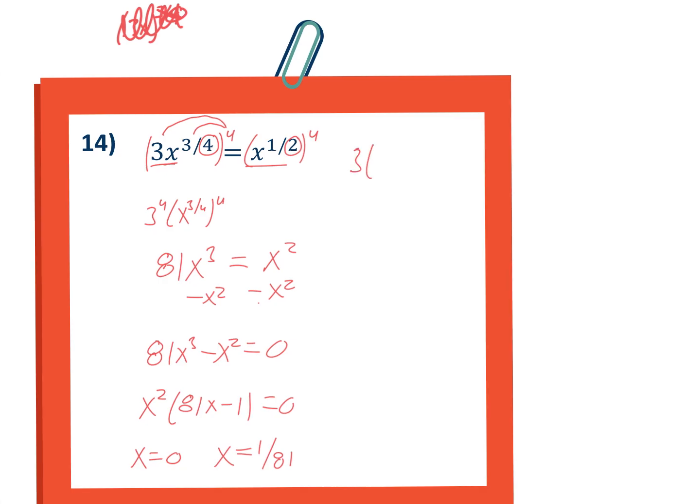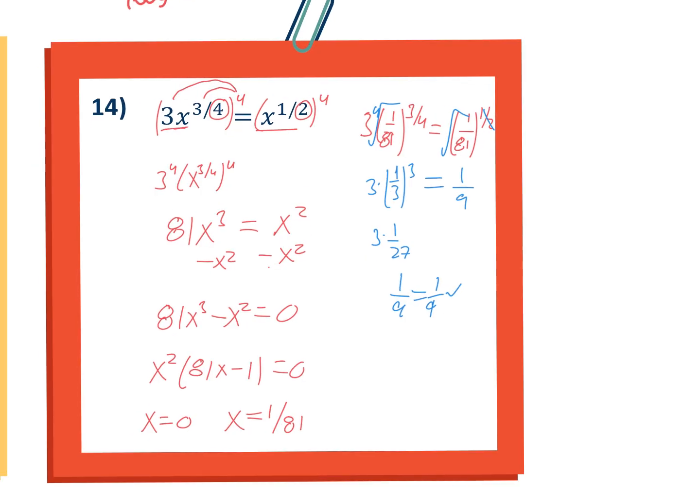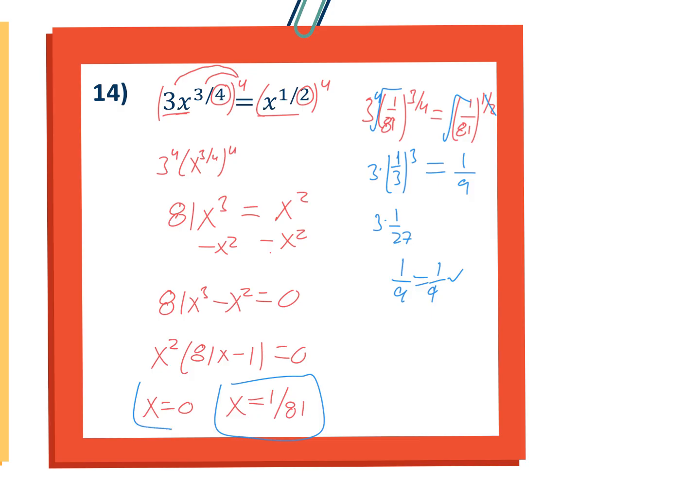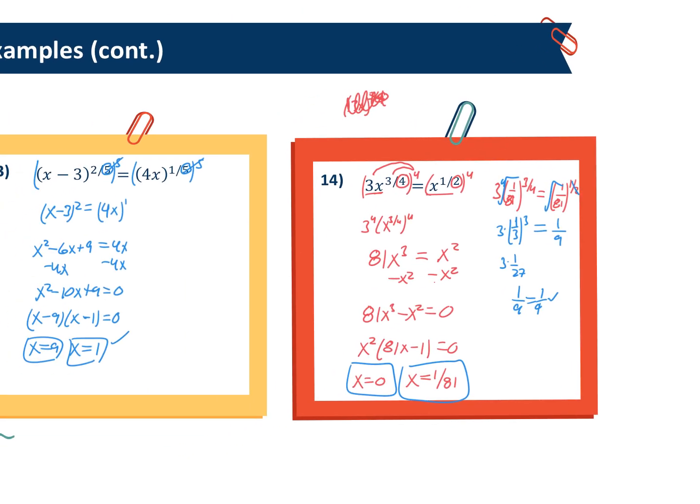It's going to get us 3 times 1 over 81 to the 3/4 equals 1 over 81 to the 1/2. Keep in mind, 1/2 is the same as a square root, and the square root of 81 is 9. So I get 1 over 9 over here. And then the 4th root of 1 over 81 is 1/3. So I get 1/3 to the 3rd power with this 3 here, and this is going to get us 3 times 1 over 27, which is 1/9. So I get 1/9 equals 1/9. This does work. And then if you plug in 0, we would just end up with 0 on both sides of the equation. So these are both valid solutions.